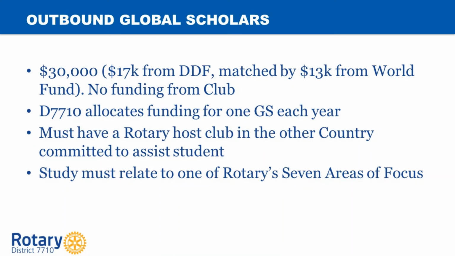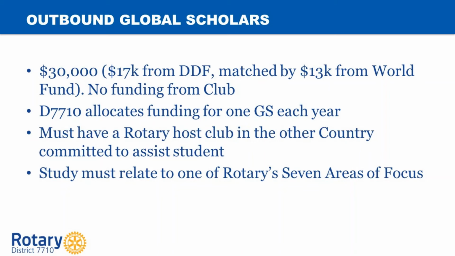Now let's take a look at global scholarships. What was previously called the Ambassadorial Scholarship Program has been replaced by the Global Scholarship Program. It is a pretty attractive and generous offering for students seeking post-secondary study at a university outside the United States. The scholarship is funded as a global grant with $16,667 of DDF, which is matched with $13,333 from the World Fund. No funding is required from the club sponsoring the outbound scholar. We have received a strong pool of applicants from our clubs over the past couple of years, but we have only one scholarship available each year, so the selection process is very competitive.